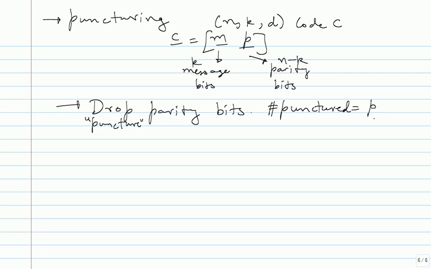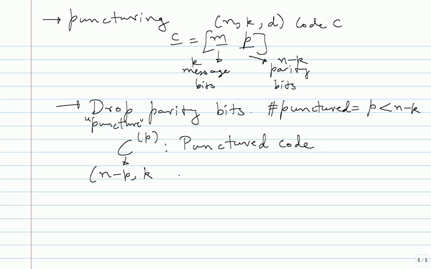Suppose I say I puncture p parity bits, and p I will pick to be less than n minus k. If you have only n minus k parity bits, it makes no sense to puncture more than n minus k, right? So I'll puncture less than n minus k. What will be the parameters for the punctured code? Maybe C_p is the punctured code. What will be n? n minus p. k will remain k, so there's no change there. You still have 2 power k codewords.